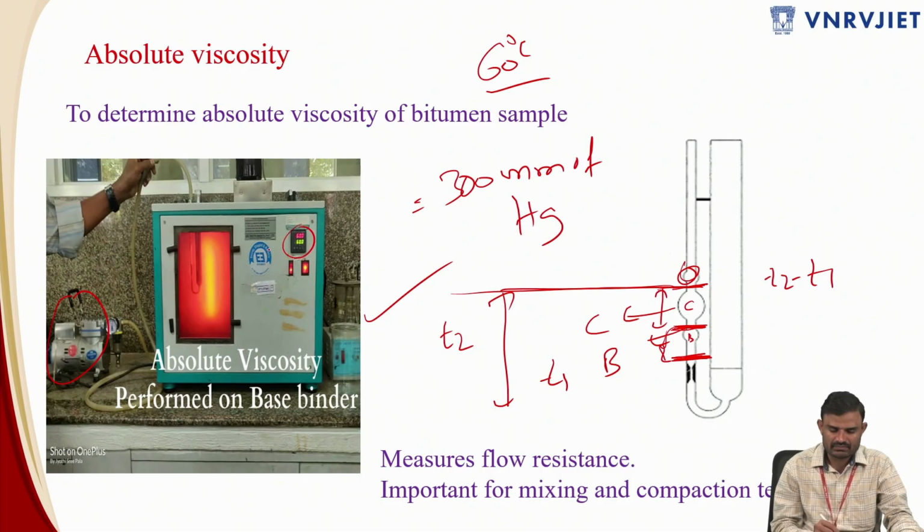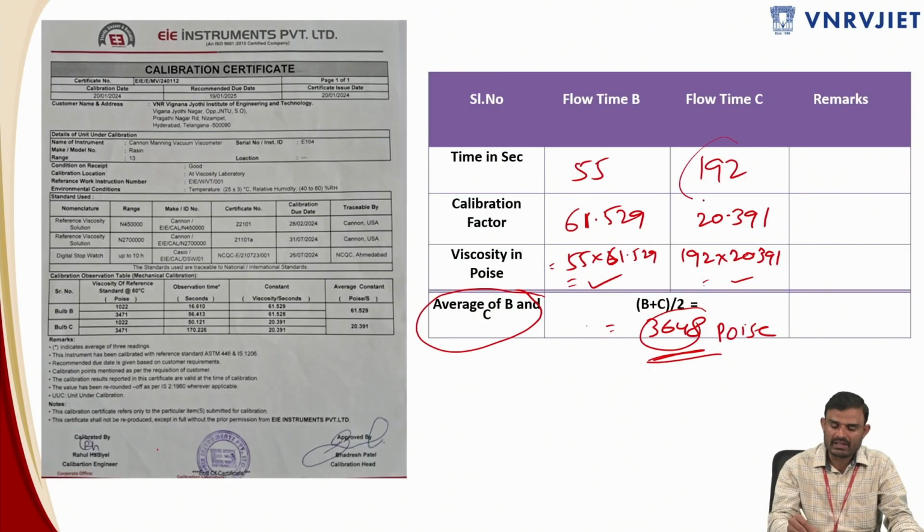over here. You allow it to condition for half an hour, and then you have to supply a vacuum pressure of 300 mm of Hg, and then you have to take the time taken by the bitumen to travel through bulb B as well as bulb C, and then you subtract the time taken by bulb B from the entire time. You are going to get the time taken by bulb C alone. Then you multiply, and you are going to get the value of the absolute viscosity.